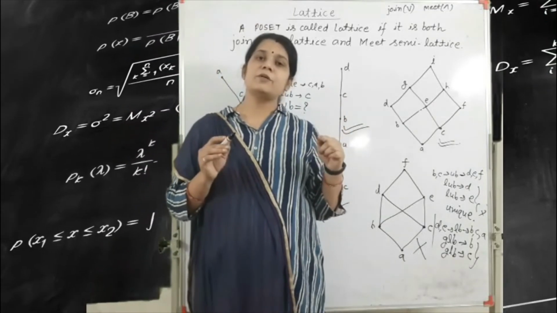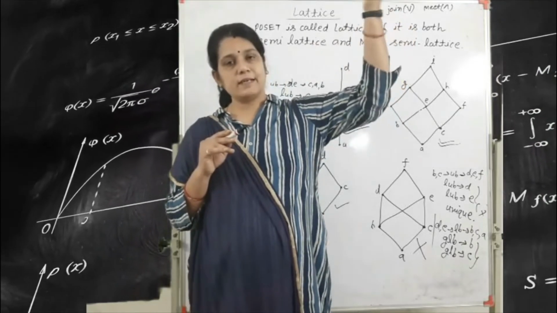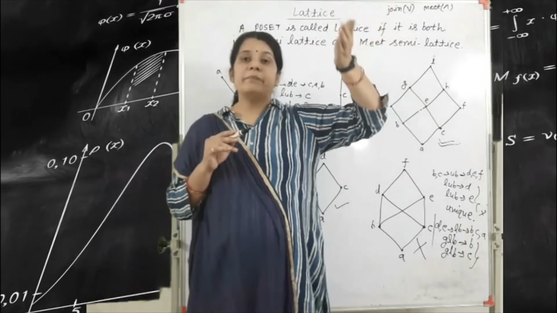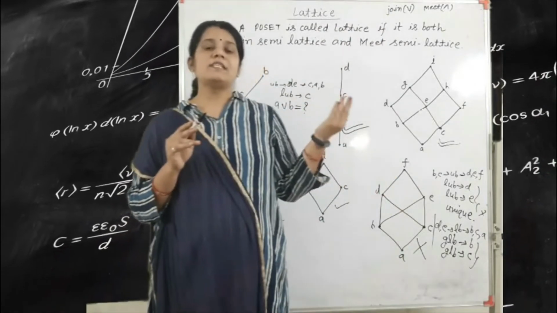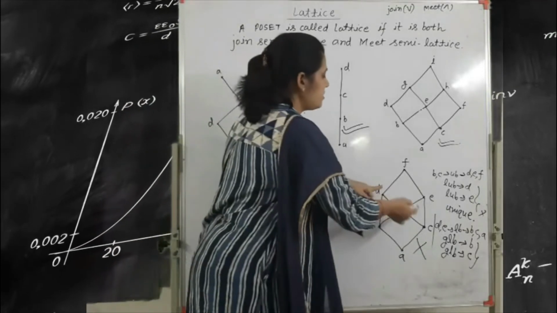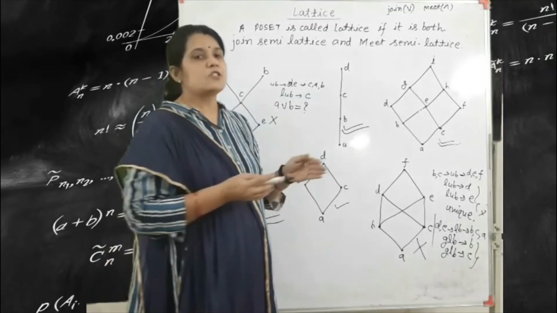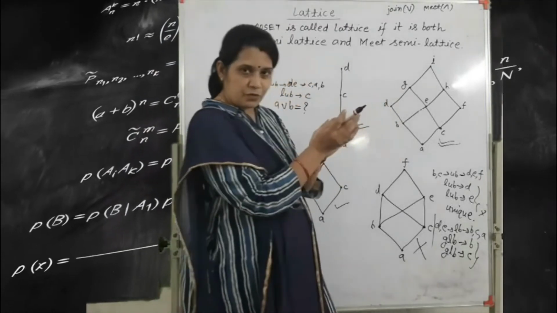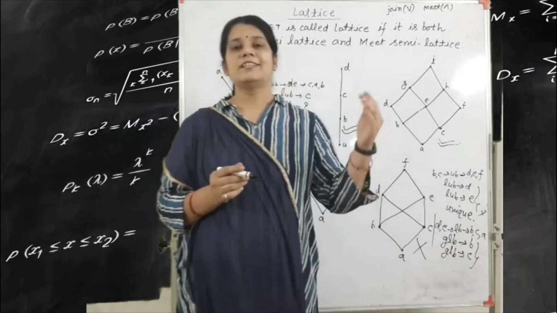In a Hasse diagram, the least upper bound is always present on the upper side and the greatest lower bound on the lower side. So you check the first one only, and you find the greatest lower bound. So always you find the first two. Okay, so this is an example of a lattice.